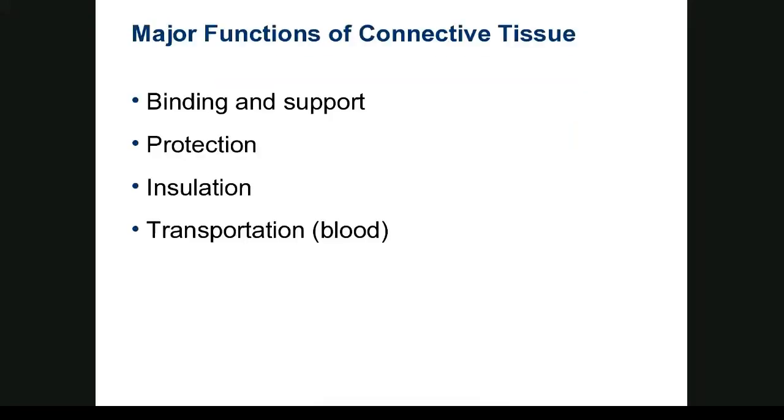Major functions of connective tissue: binding and support, protection, insulation. Fat insulates you. That's why a whale can swim in icy water and be perfectly comfortable, whereas we would freeze to death in just a few minutes. And then transportation, that is the bloodstream.